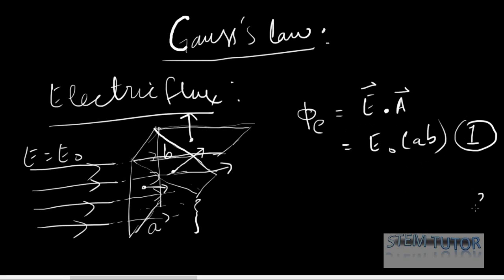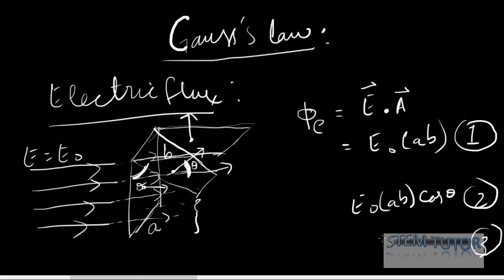For the second case, we're going to have E naught times A times B times cosine theta, because it's a dot product and this is the angle between the area and the electric field. And it happens that this angle is the same as this angle. Then in the third case, the electric flux is E naught times A times B times cosine of 90, which is 0.